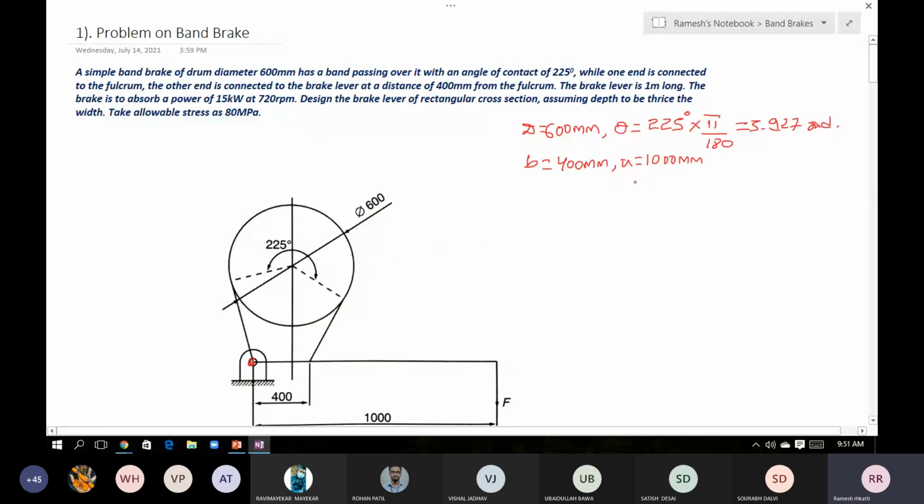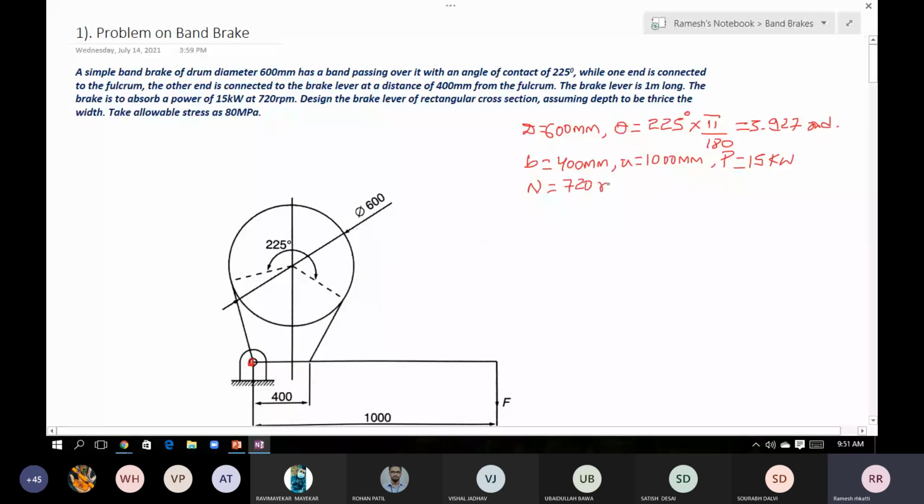The brake is to absorb a power of 15 kilowatt. Power is given, that is capital P. Power is 15 kilowatt at 720 rpm. Means he has given capital N, it is 720 revolutions per minute.